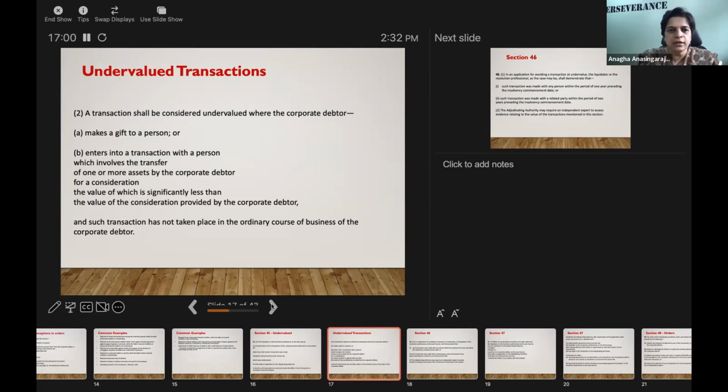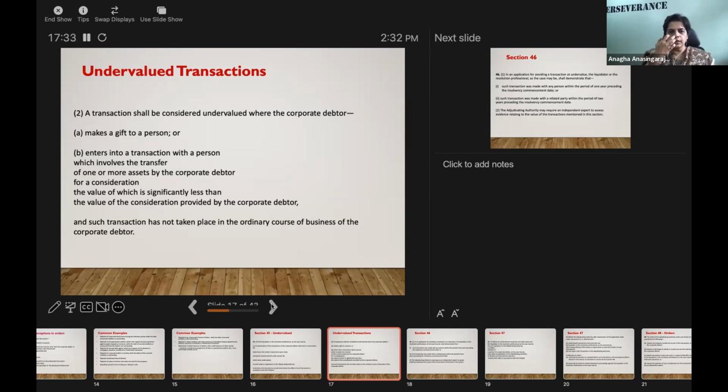So of course, if it's a gift, then there is nothing which has come back to the CD. So it can be categorized as an undervalued transaction, or enters into a transaction with a person. So again, that person can be an individual, an entity, whichever nature, enters into a transaction with a person which involves the transfer of one or more assets by the CD for a consideration, the value of which is significantly less than the value of consideration provided by the CD, and such transaction has not taken place in the ordinary course of business of the CD.